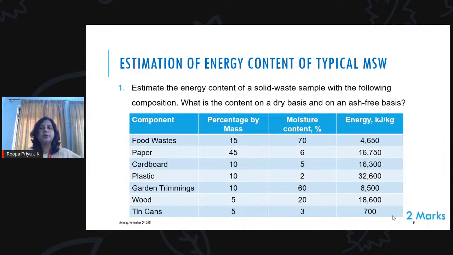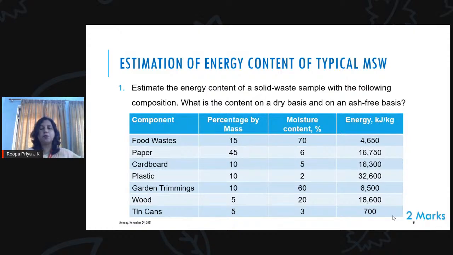And the energy content in kilojoule per kg is also specified here. For food waste, the energy content is given here as 4,650 kilojoule per kg. For paper, it is 16,750 kilojoule per kg. For cardboard, it is 16,300 kilojoule per kg. And for plastic, 32,600 kilojoule per kg. For garden trimming, it is given as 6,500 kilojoule per kg. For wood, it is given as 18,600 kilojoule per kg. And finally, for tin cans, it is 700 kilojoule per kg.